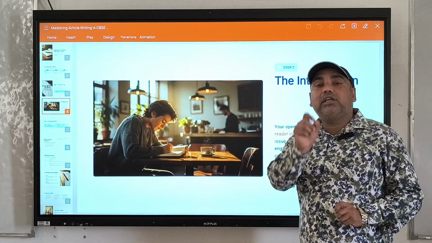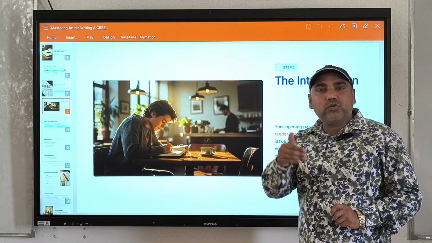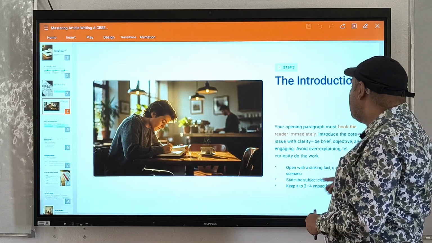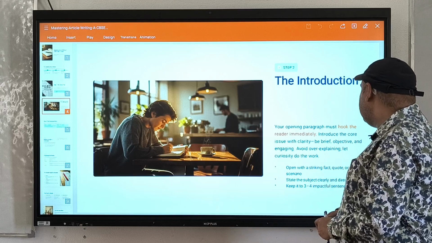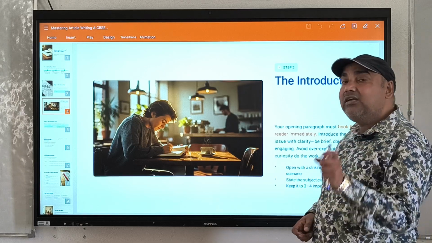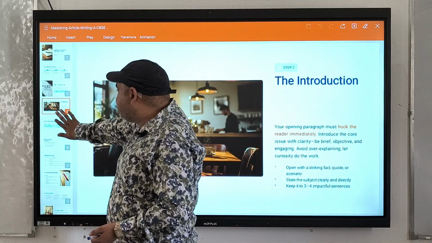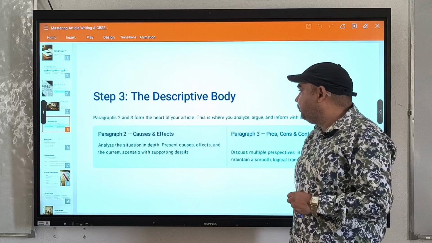It means that you have to give the answer to the question of what you are writing for. That is to be explained in the first paragraph. Open with a striking fact, quote, or scenario. State the subject clearly and directly. Keep it to three to four impactful sentences. The first paragraph is the base of the article, so it must be very impressive.